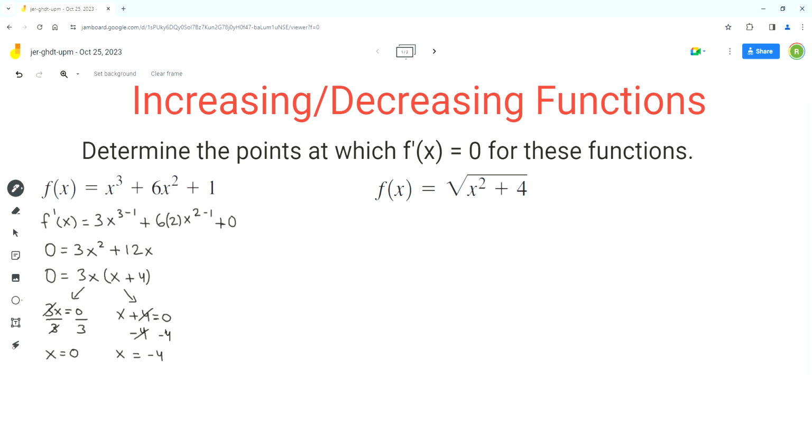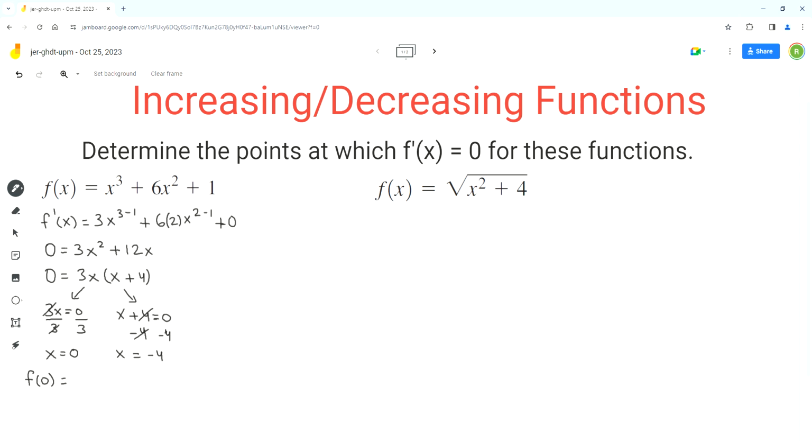But in the problem we have to determine the points. That means the ordered pairs. So that means we also need the y values for these two x values. For that, we'll sub in these x values one by one in the given function and find the function value. So let's start with x equals 0. So we'll sub in x as 0 in the given function.